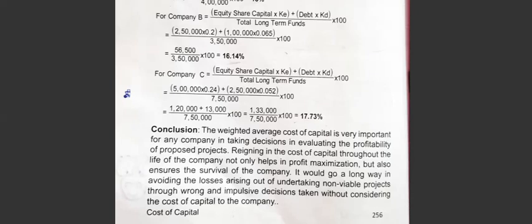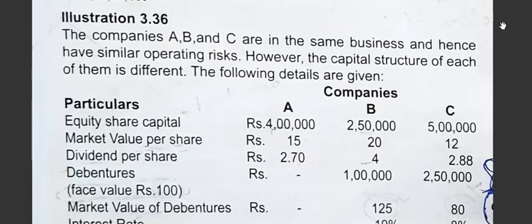They have asked for a conclusion. If they ask, you have to write it. Otherwise, no need for any conclusion. So there are three companies. It is important to calculate in order to select the best source from where they can raise the money, which helps the survival and the growth of the company. So this is how you have to calculate it for the three companies separately. In the first company, there is only equity. In the second and third companies, we have cost of equity as well as debentures.